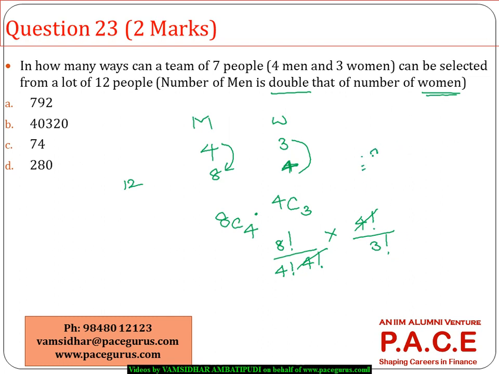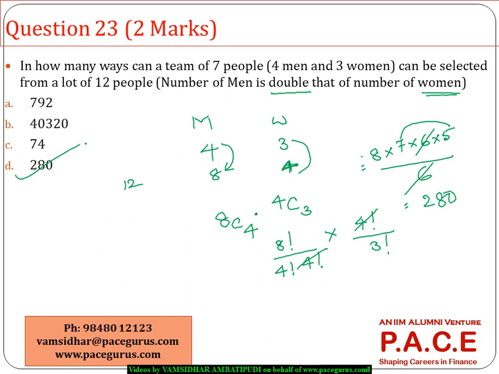So 8 into 7 into 6 into 5 into 4 factorial. This 4 factorial is going off, divided by 3 factorial, which is 6. So this is getting taken off. So 7 fives are 35, 35 into 8 is 280. So that is where I am getting 280 as the answer, where I am marking the option choice D.